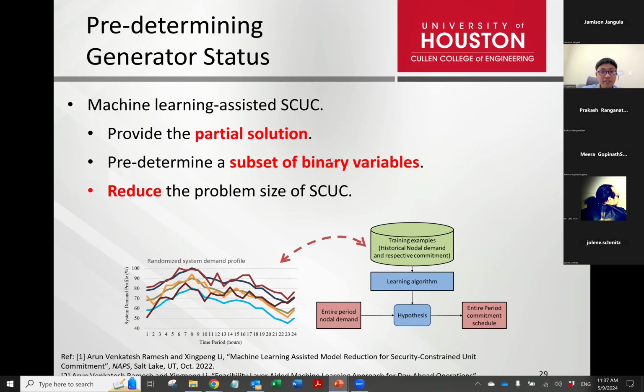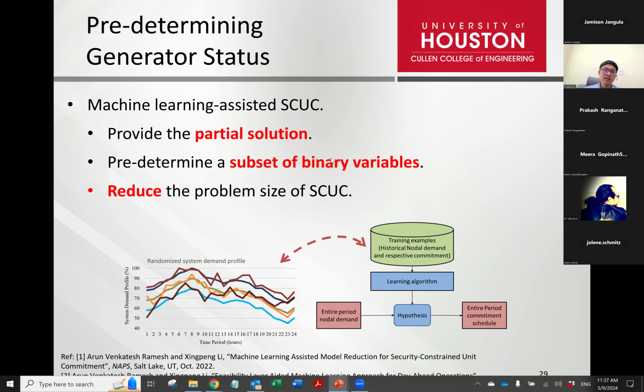the next operating day. But if we adopt all of those machine learning predictions, it will just make the problem infeasible. Because the machine learning model is not perfect, right? There are always some prediction errors. So we cannot 100% trust the machine learning predictions.